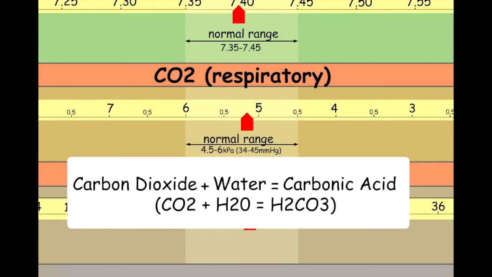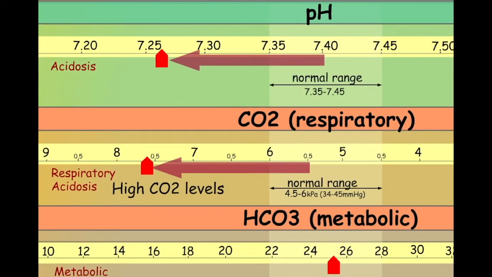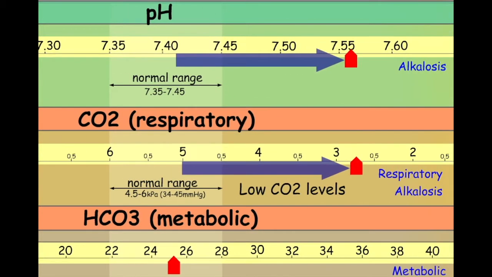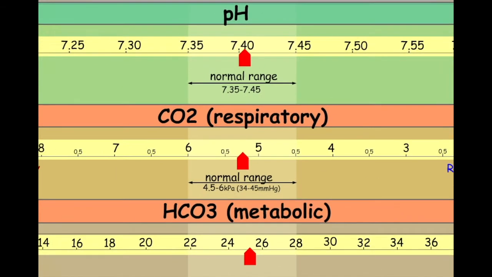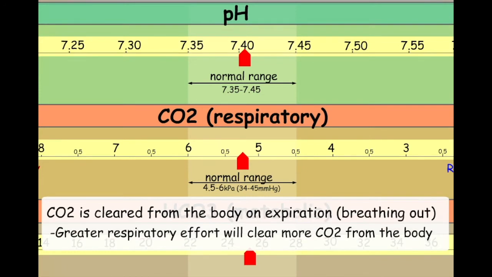When CO2 combines with water, we get carbonic acid. Therefore, high levels of CO2 in our blood are going to drive our pH in an acidotic direction, and low levels of CO2 are going to drive our blood in an alkalotic direction. We clear carbon dioxide from our body through our lungs on expiration. The more effort we put into breathing out, the more CO2 we will clear from our body.